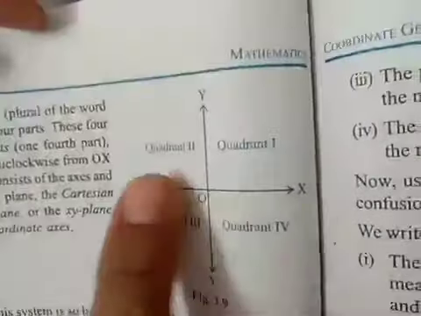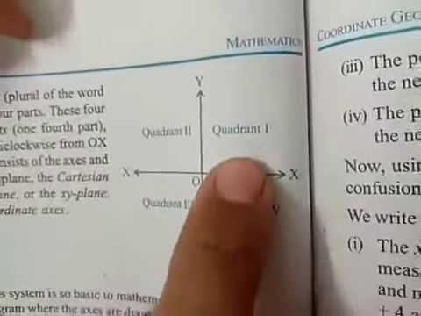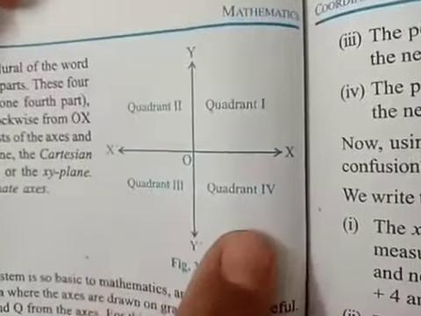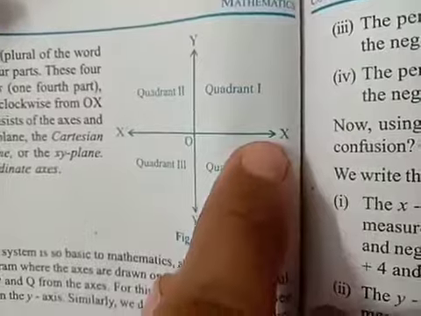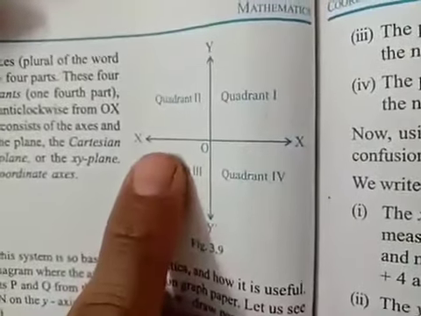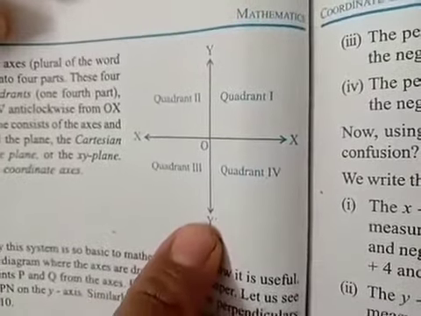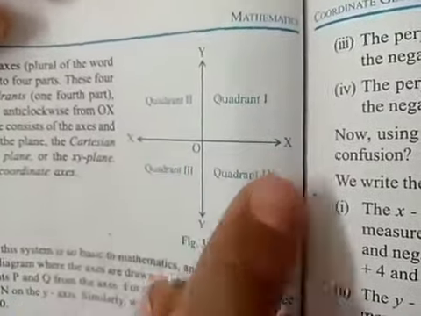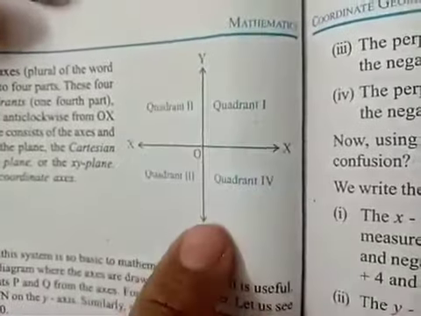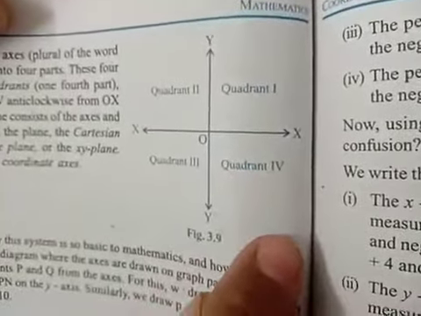So you can represent this as first quadrant, second quadrant, third quadrant, fourth quadrant, where this is plus, and this is minus, and this is minus. You can name that as x' x and y' y. You can call this plane a Cartesian plane.